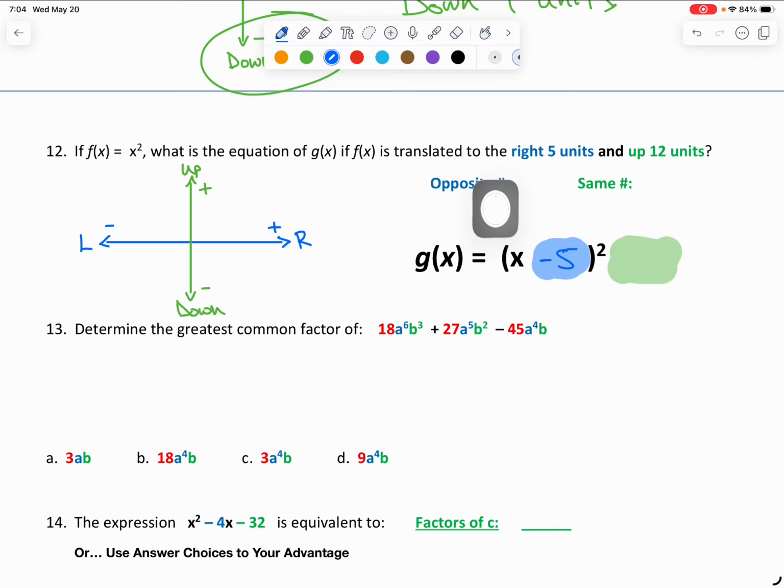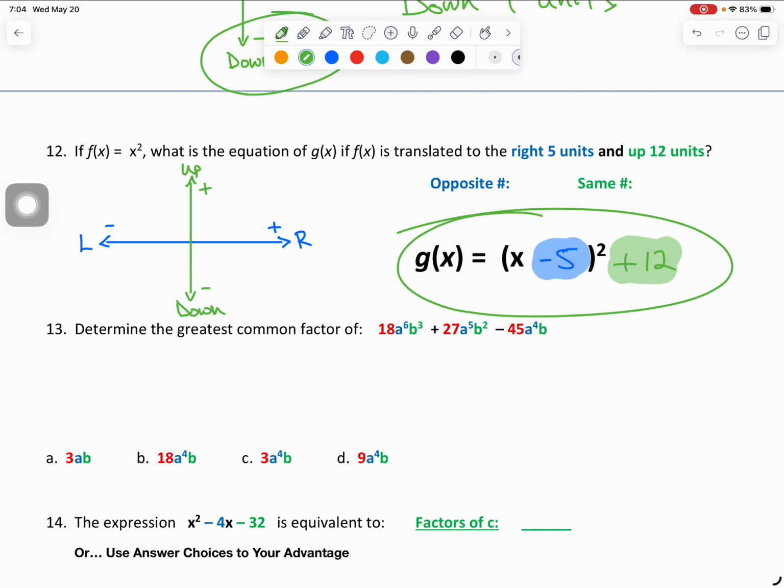And if we go up 12 units, well, take a look. If we go up, that's positive, and this is going to stay the same. So that up 12, that positive 12, we will write as plus 12. Go ahead and circle your answer.